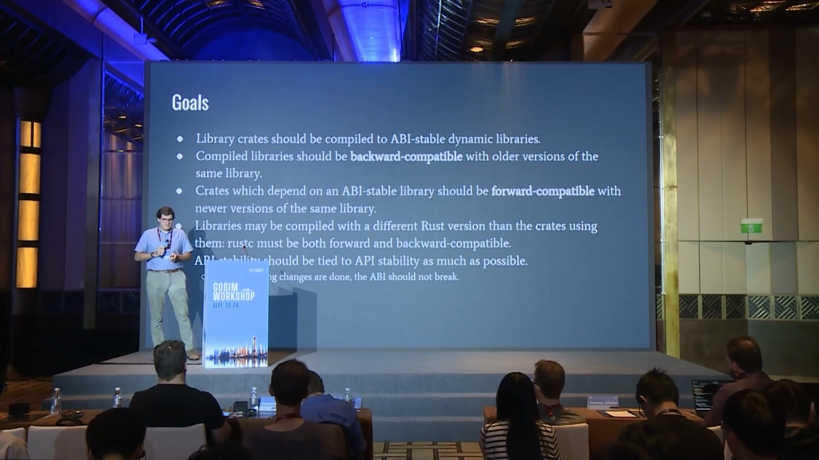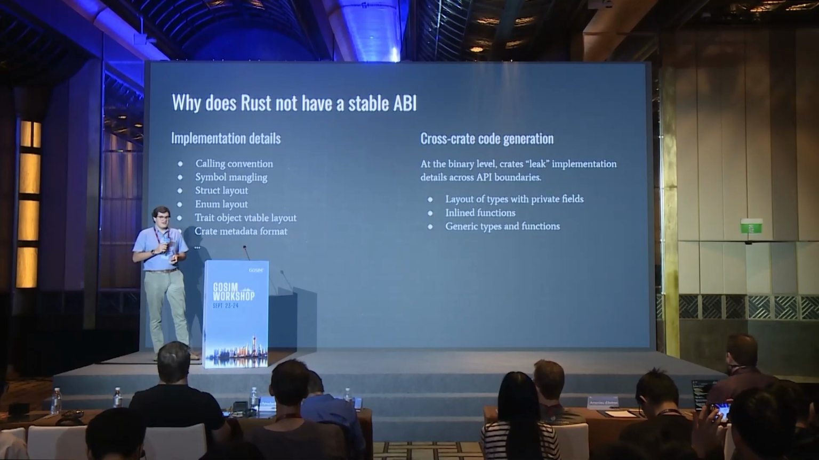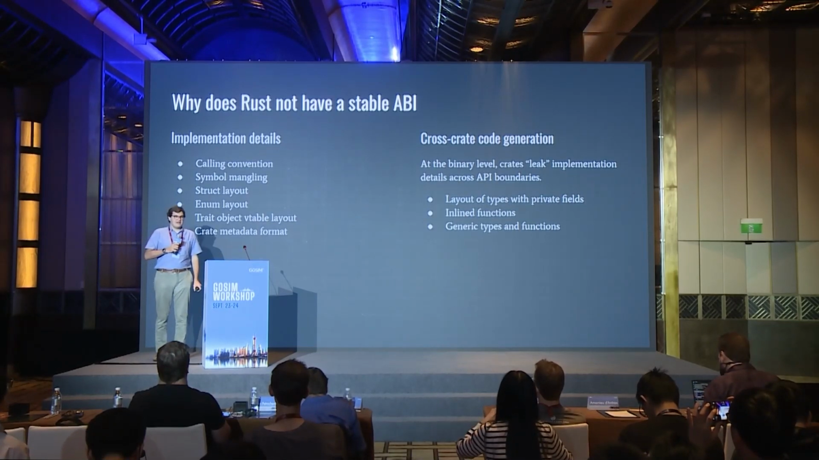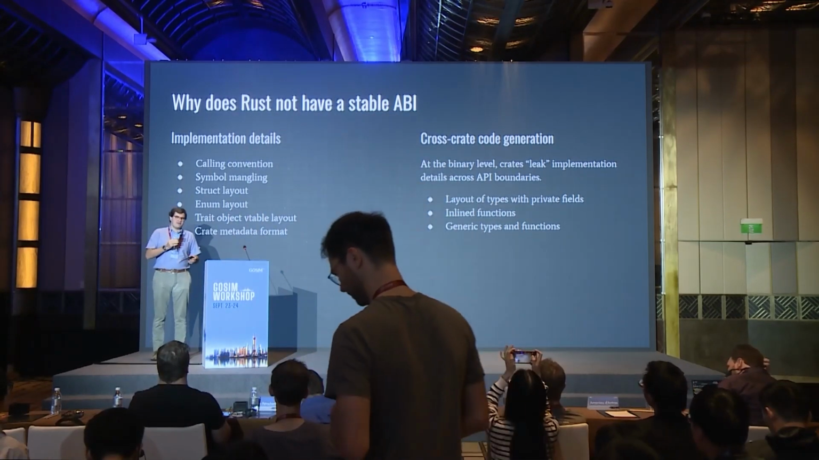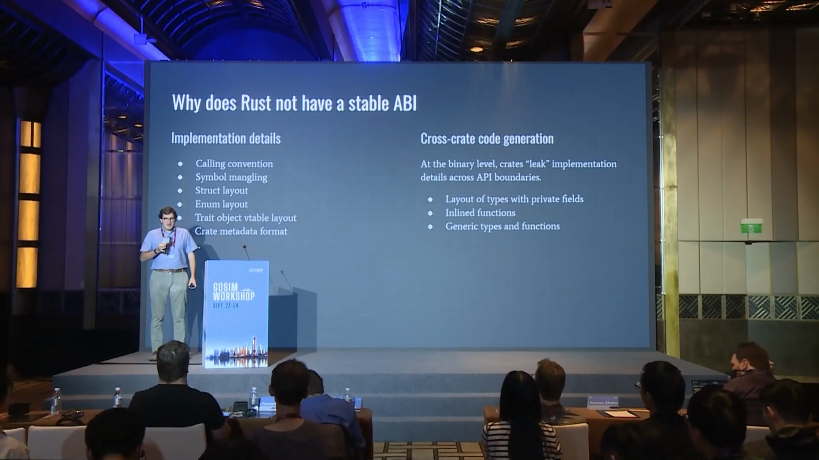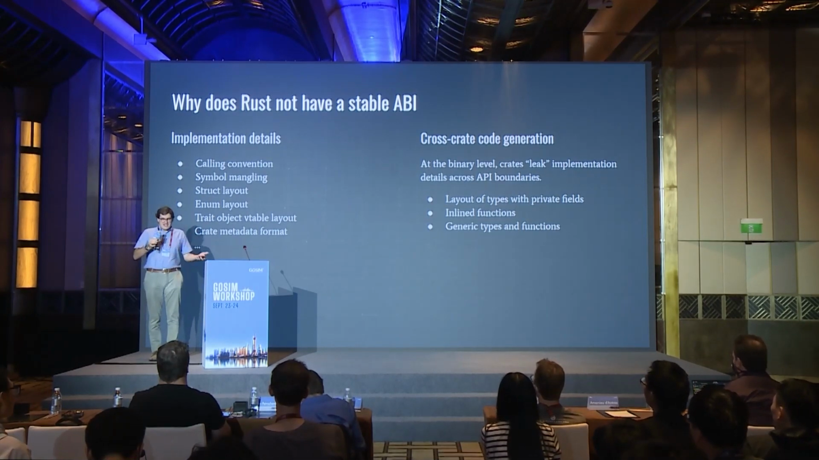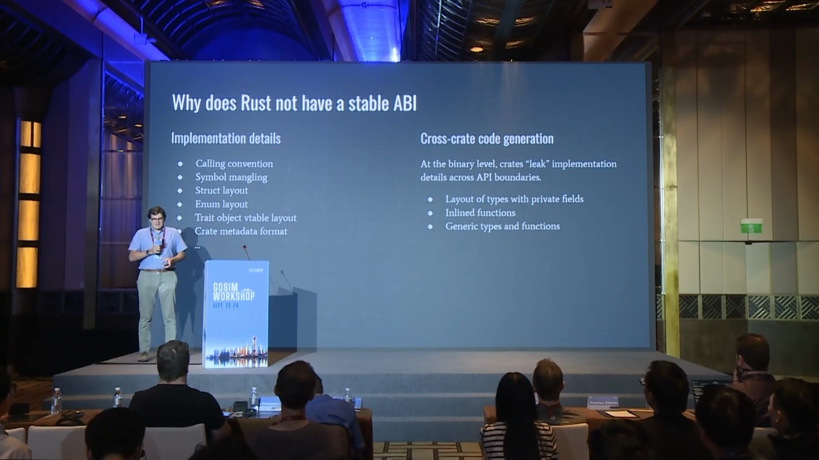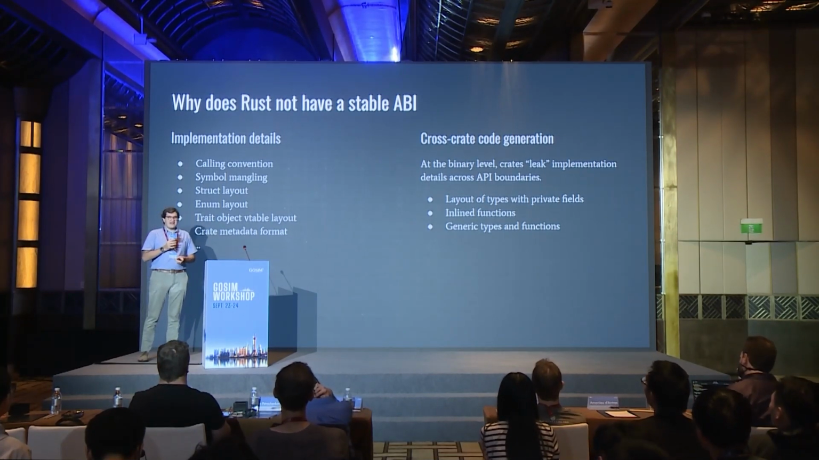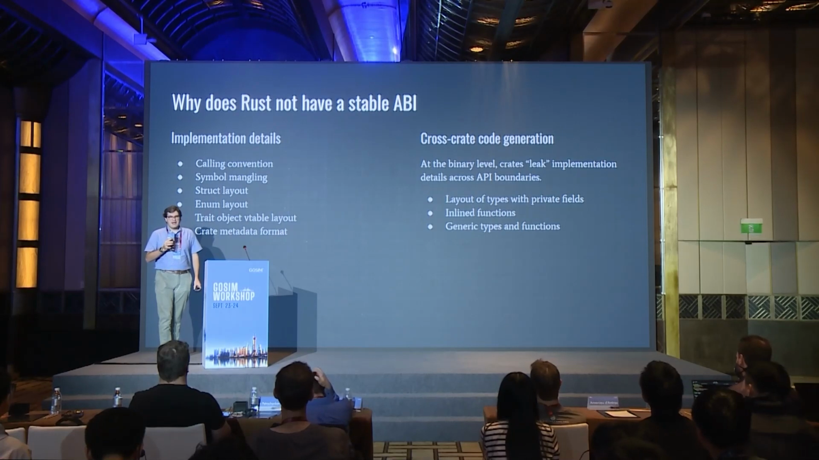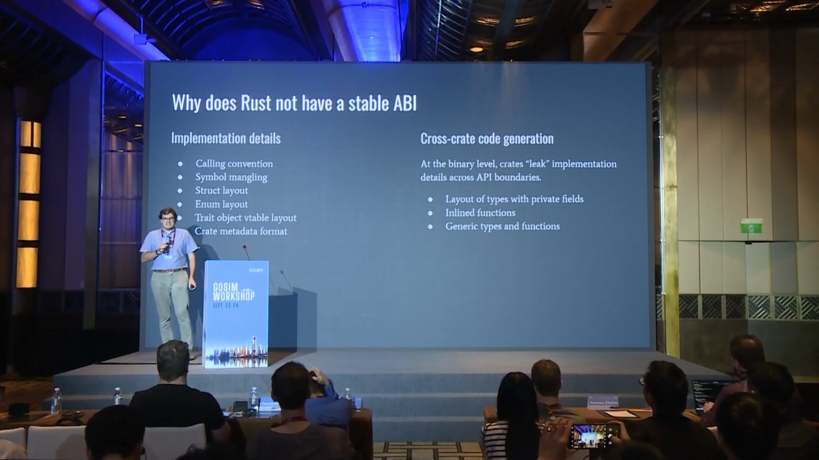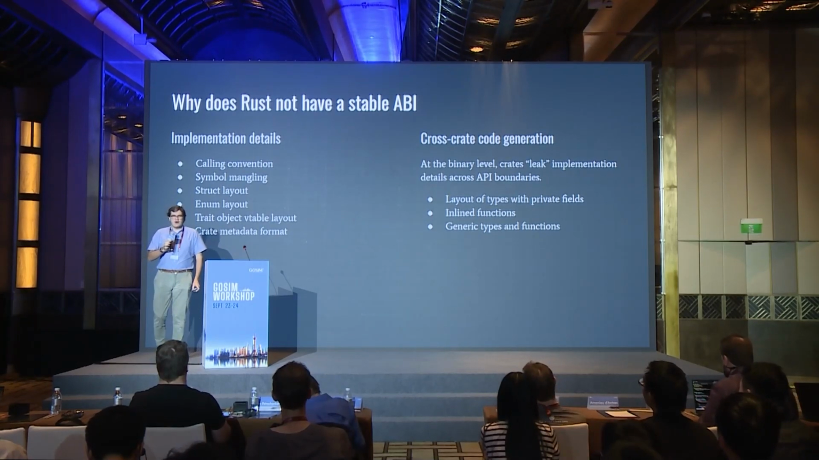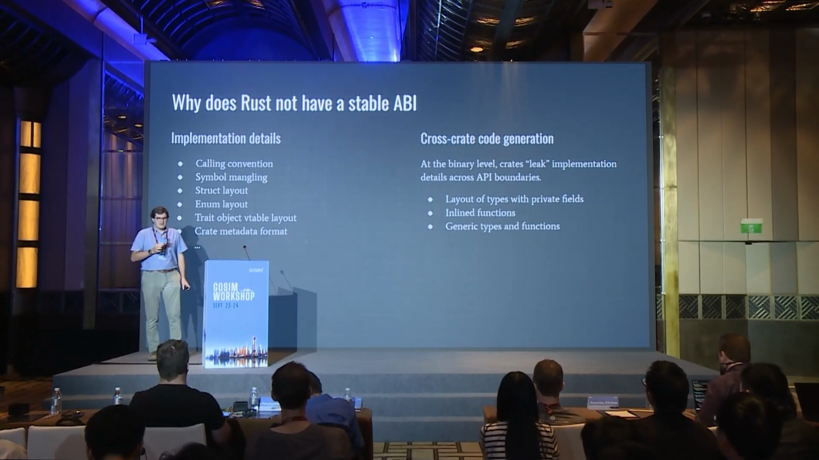Okay, so these are some nice goals. So why is it that almost a decade after Rust 1.0, we still don't have a stable ABI? Well, as you can guess, it's not as simple as it seems. There are two main categories of challenges as to why the ABI in Rust is unstable.